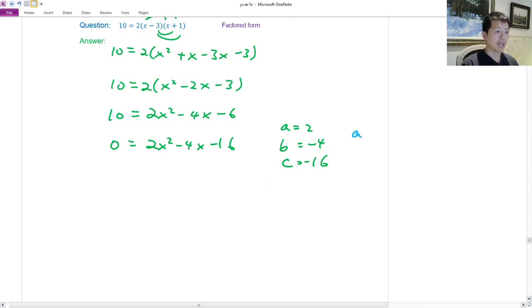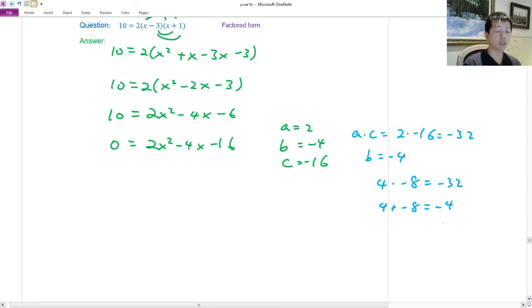Okay, so my a times c is going to be 2 times minus 16 equals minus 32, and b is minus 4. So what are the factors that will give me minus 32 but add up to be minus 4? How about 4 times minus 8? This is going to be minus 32. 4 plus minus 8 is going to be minus 4.